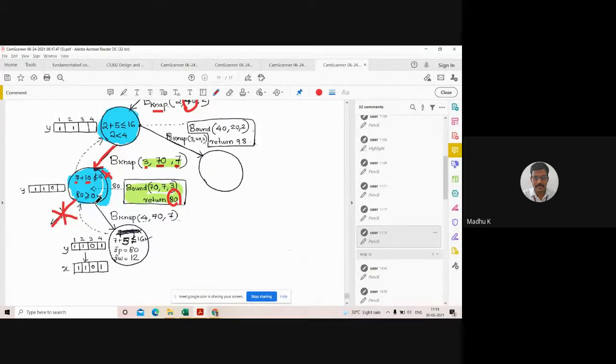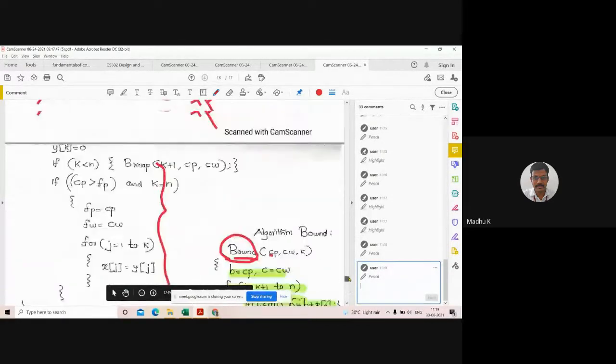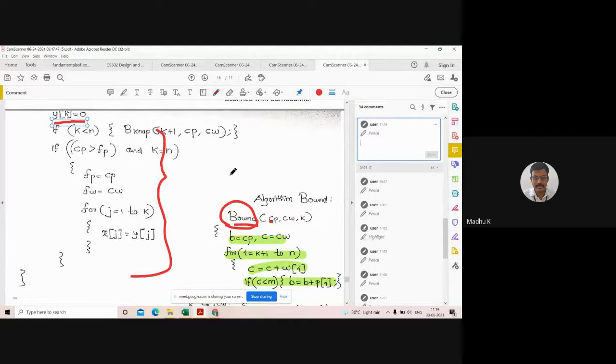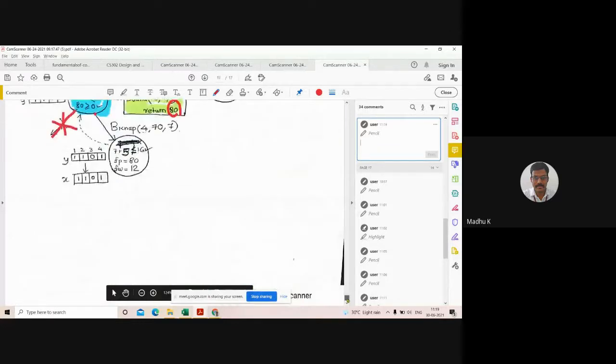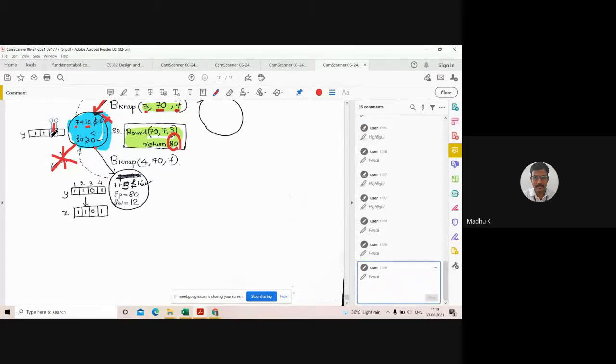We can go to the code to see what we want to do next. I want to execute this code. I will set y of k equal to 0. You can observe here it is y of k equal to 1, but here I want to set y of k to 0. Here I am setting it at this state.